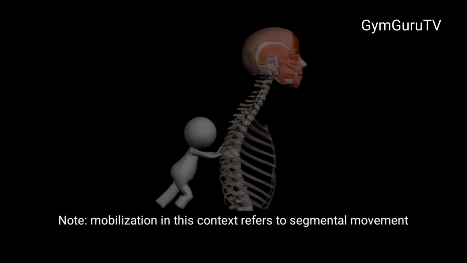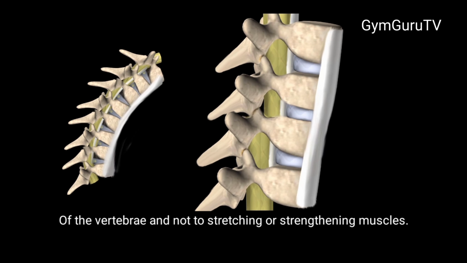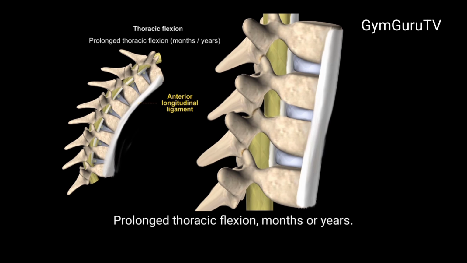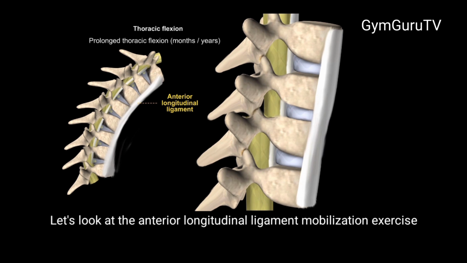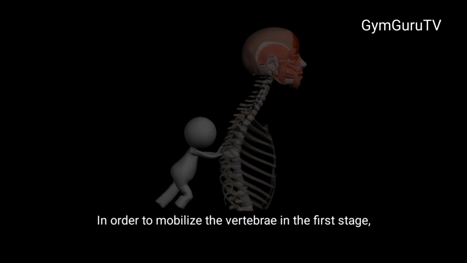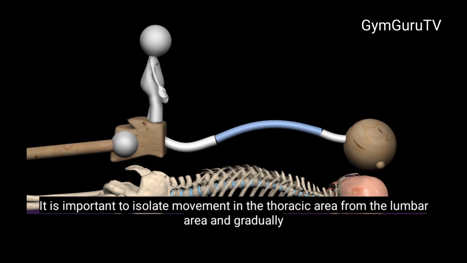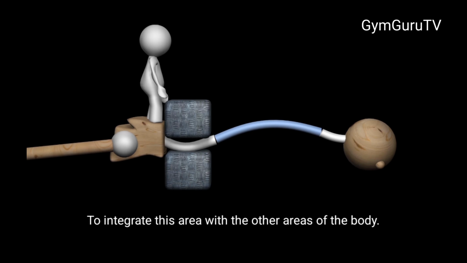Note, mobilization in this context refers to segmental movement of the vertebrae and not to stretching or strengthening muscles. Prolonged thoracic flexion, months or years. Let's look at the anterior longitudinal ligament. Mobilization exercise directed to mobilize the anterior longitudinal ligament is a very important component. In order to mobilize the vertebrae, in the first stage, it is important to isolate movement in the thoracic area from the lumbar area and gradually to integrate this area with the other areas of the body.